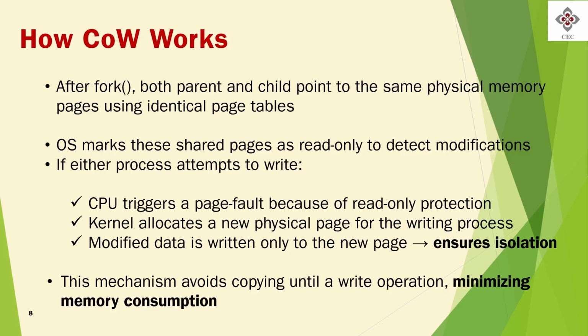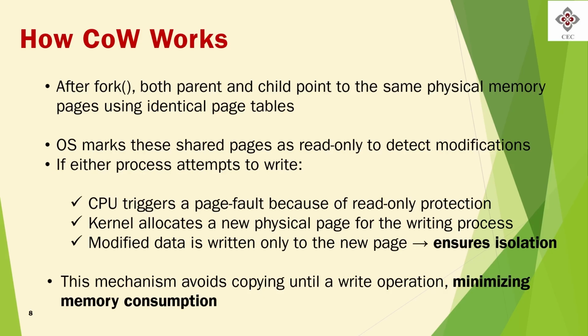So, how does it actually work? After fork, both parent and child point to the same physical memory pages using an identical page table. So far no issues; both are referring to the same thing. The OS marks these shared pages as read only by default. If you mark them as read only, you can read. If either the parent or child wants to write, then we have to make a copy to take the modification.